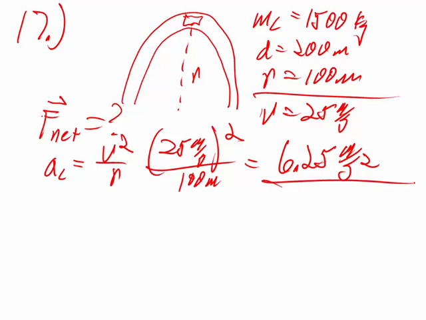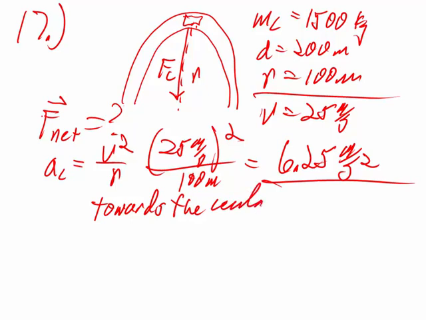Now, how do we know which way the acceleration is? Well, if you remember anything about centripetal acceleration, that means it is what? Center seeking. So the centripetal force has to match the centripetal acceleration, so it is towards the center of the circle. It has to be, because of centripetal acceleration.